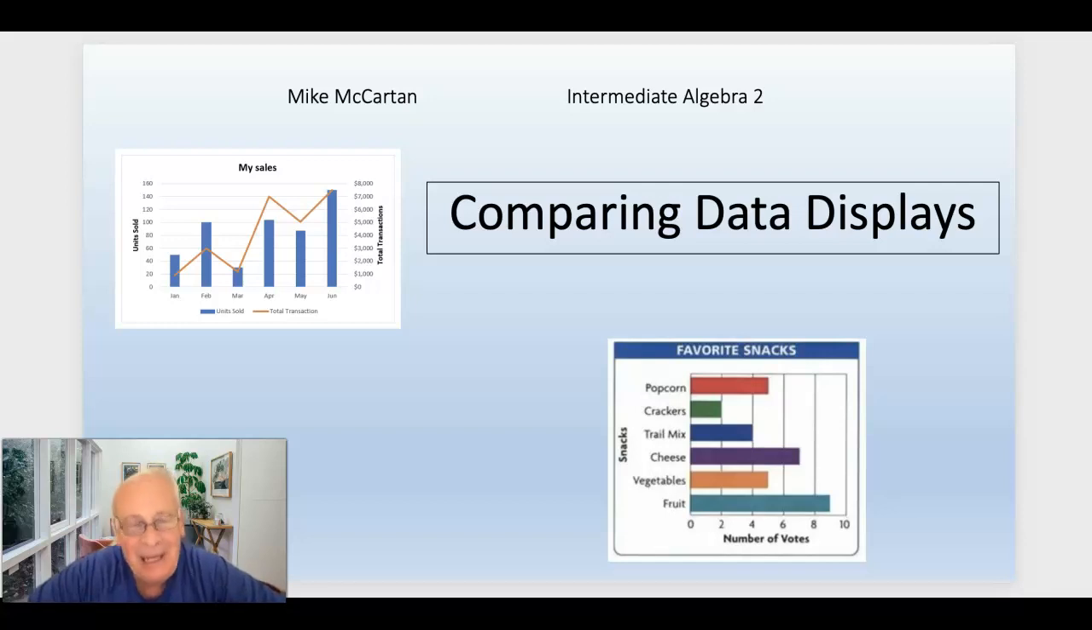Today we're going to compare data displays. Compare a couple different data displays, one versus another. Okay? Sometimes we're looking at the same type of data display compared to another set of data. Sometimes it's the same set of data with two different types of displays.